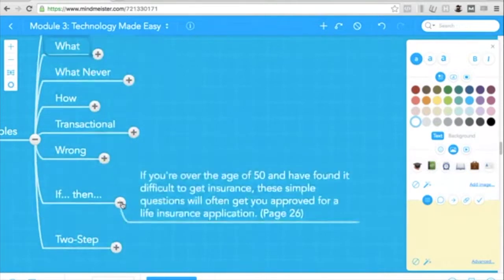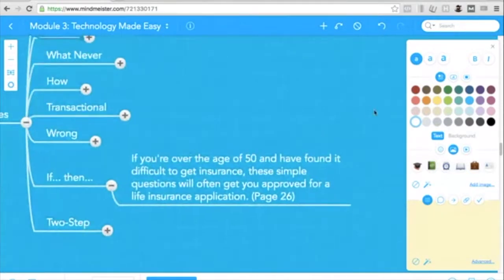Next is if then. If you're over the age of 50 and have found it difficult to get insurance, these simple questions will often get you approved for a life insurance application. So dito naman, we're qualifying the person. So if you're over the age of 50 and yun yung gusto mong i-target talaga, syempre pag narinig nila yun, ako yun and found it difficult to get insurance, then you'll give a solution for them to get one. They'll be very curious about it.